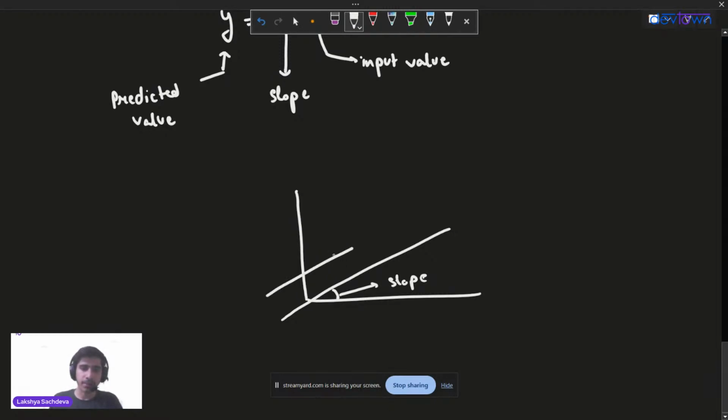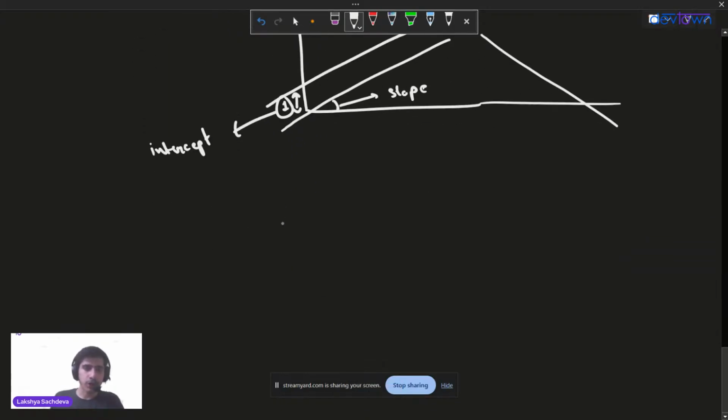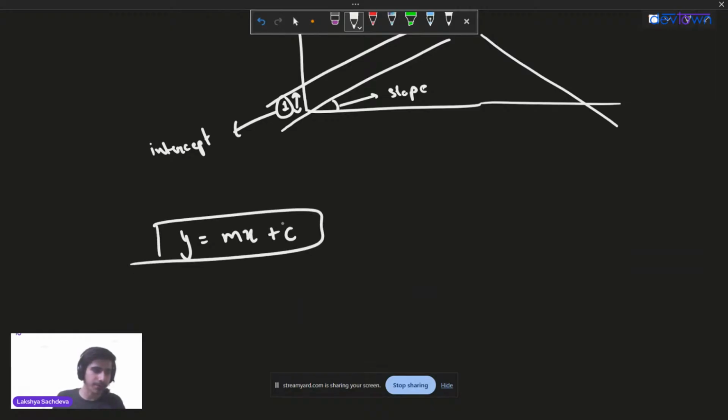Suppose I have one more line that passes through this. So the distance over here, suppose this distance is 1, will be our intercept. So the distance from the origin on the y-axis is the intercept, and the angle that is made is the slope. If the line is like this, the slope is positive. Suppose if the line is like this, the slope is negative. So the equation of line is y equal to mx plus c. This is clear to us.